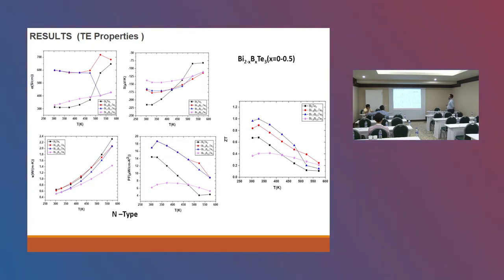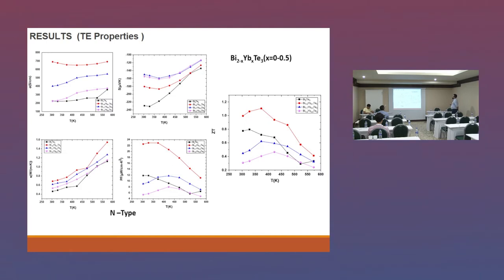The electronic thermal conductivity increases again because the electronic part of the thermal conductivity increases. The power factor again increases a little bit because of the boron, 0.1, 0.3. And the maximum ZT value we reach on these materials is 1 when we put in boron, at 350 Kelvin.